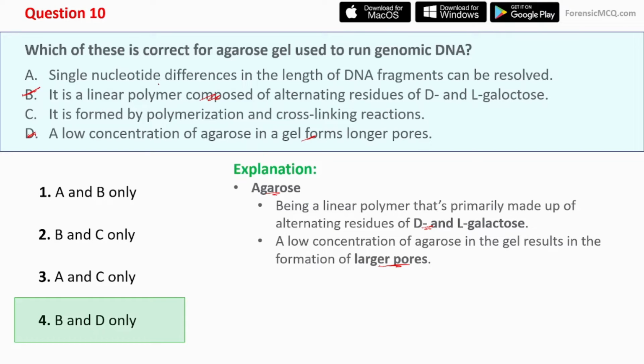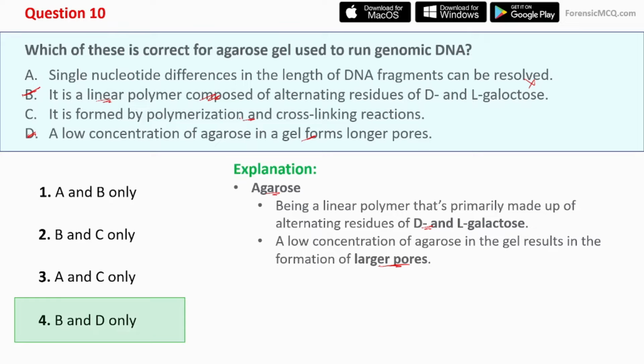Now let's take a look at why A and C are incorrect. Statement A, a single nucleotide difference in the length of DNA fragments can be resolved, is wrong because agarose gel has low resolution and it can't be used to differentiate a single nucleotide difference. And option C is incorrect because it is already stated in option B that it forms a linear polymer. So that's why option C is incorrect.